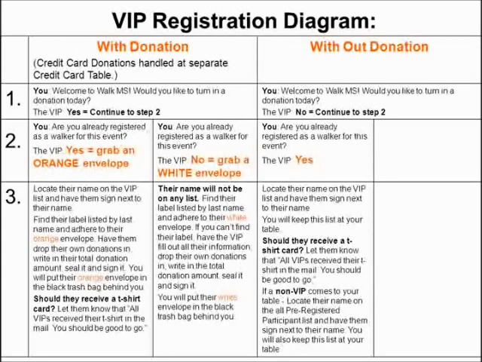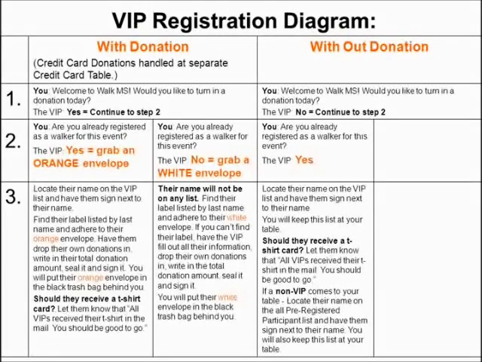If a non-VIP, meaning a family member or friend of a VIP that also has come to VIP registration to check in, comes to your table, locate their name on the all pre-registered participant list and have them sign next to their name. You will also keep this list at your table.